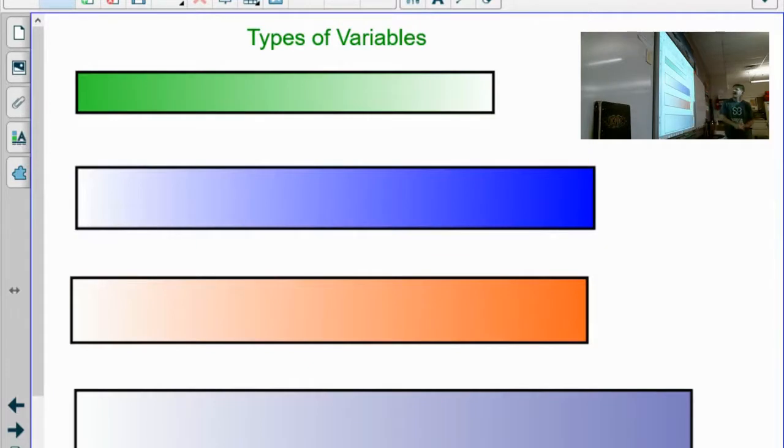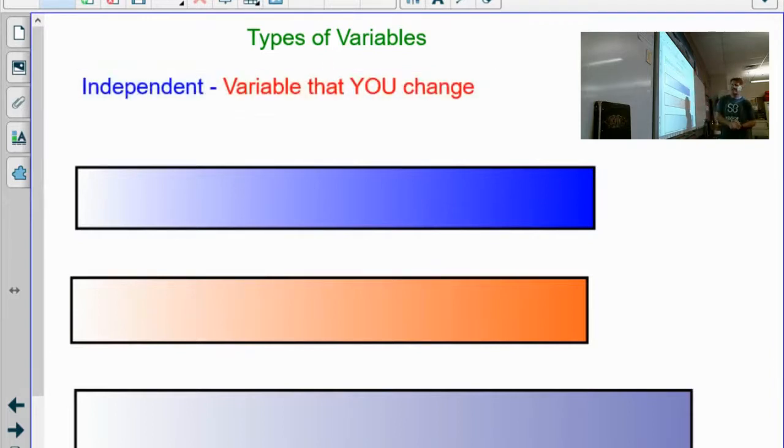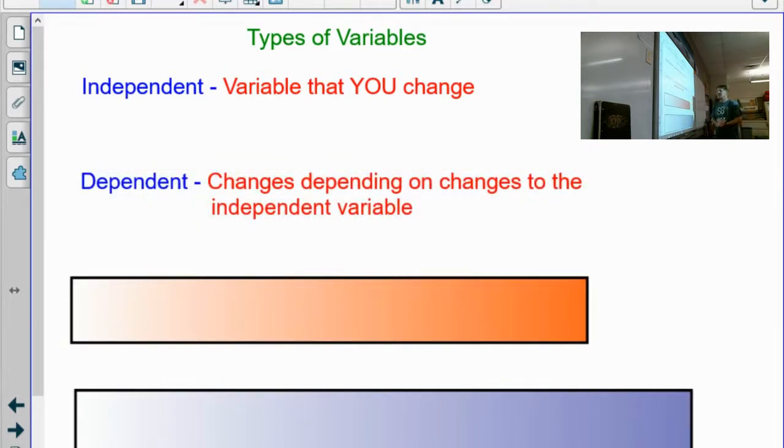Second to last thing, sorry. The types of variables. When we run experiments, and we will be doing lots of experiments in our hybrid model, the thing that we are testing is going to be the independent variable. Remember that this is the variable that you change. There should only ever be one independent variable. Then as you change the independent variable, the thing that you measure is going to be your dependent variable. So this should change as a result of the changes that you make to your independent variable. It depends on what you do to the independent variable.